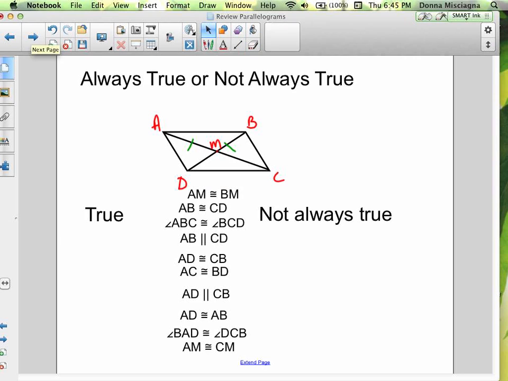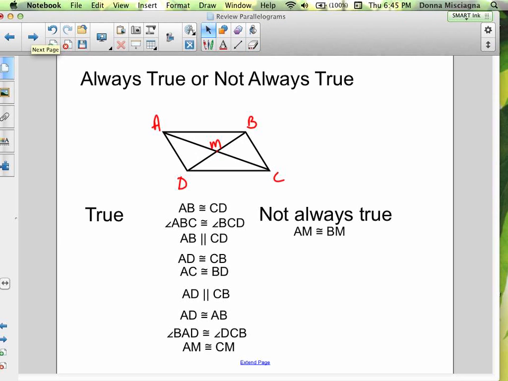All right, so AM congruent to BM. Well, is that always true? That's not always true. It's sometimes true. And as we're working with special parallelograms, you'll find out that's true for a rectangle, it's true for a square, but it's not always true. So we're going to move AM congruent to BM over there, because those two segments are not always congruent.